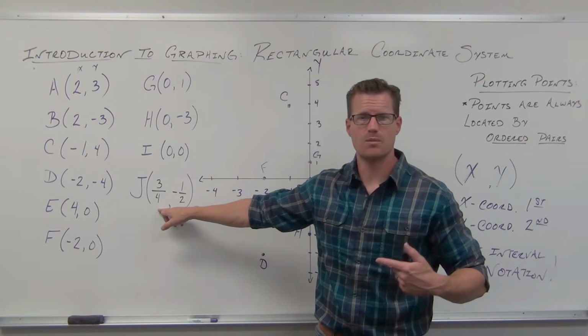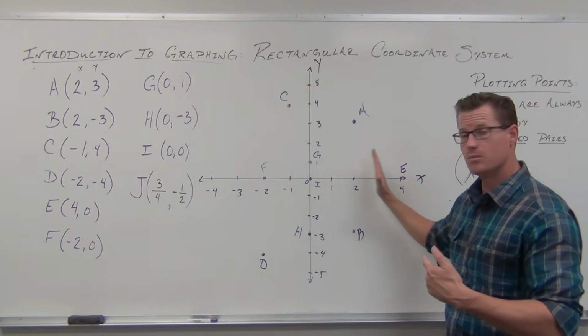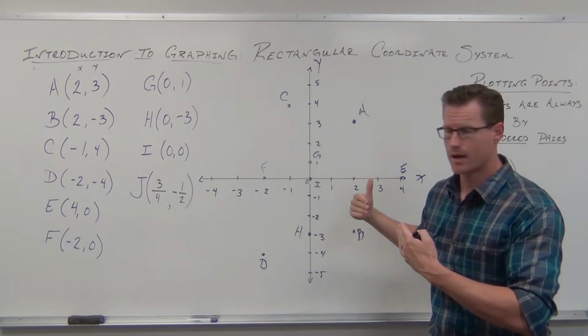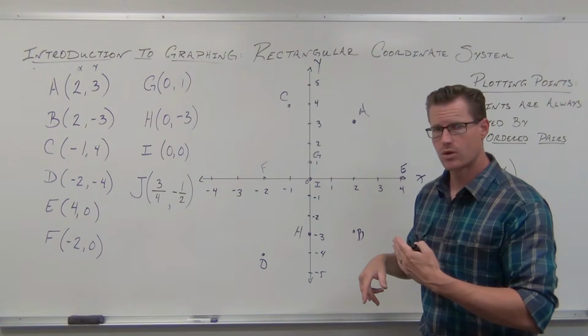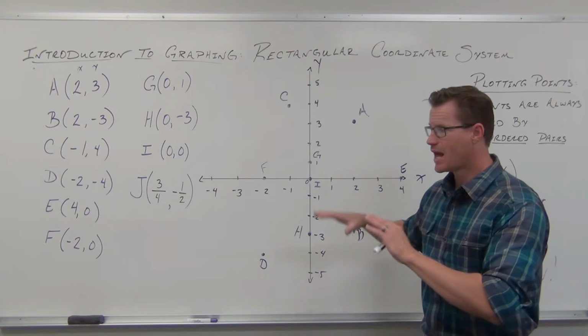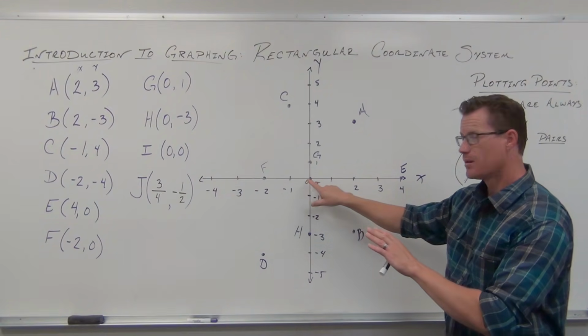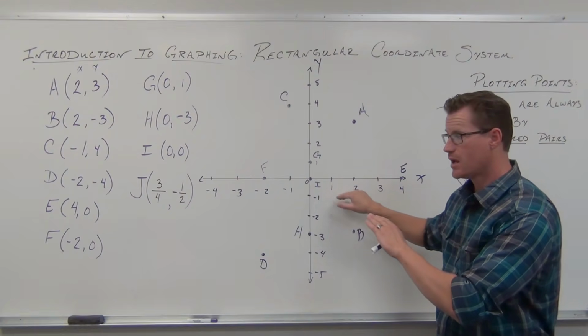3/4 is a positive number. It's our x-coordinate. It's got to be moving to the right. It's got to be on the right side of the y-axis. -1/2 is our y-coordinate. It's negative. It's got to be below the x-axis. That puts us in the quadrant positive for x, negative for y.